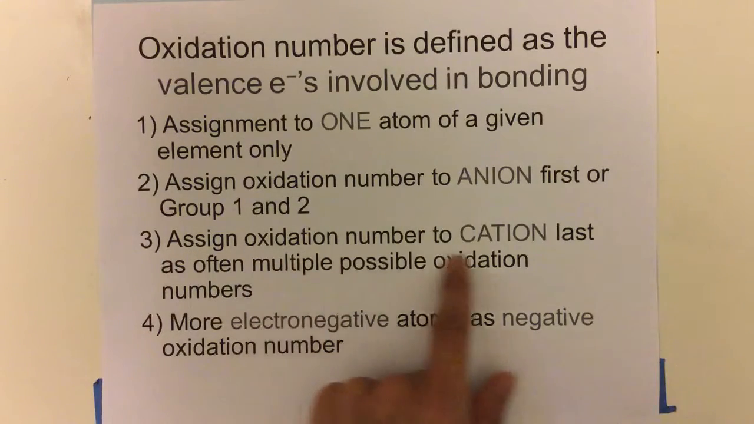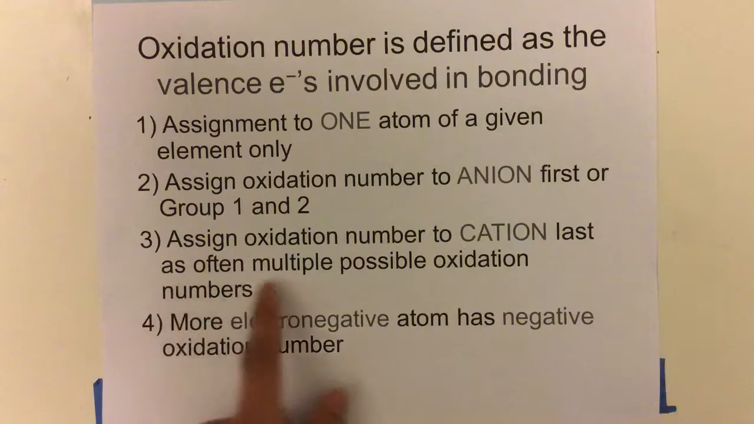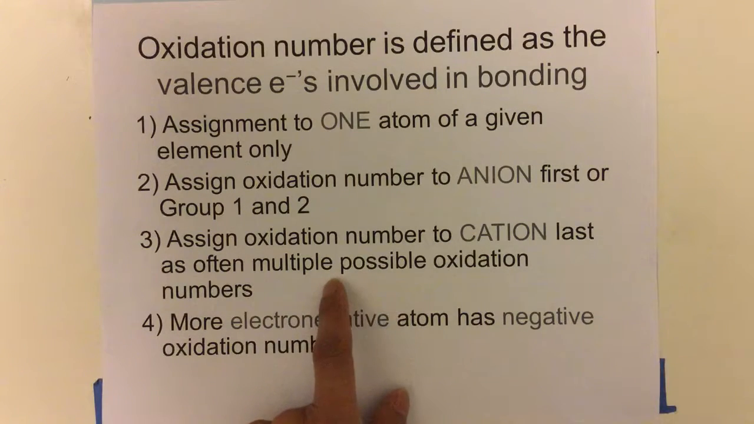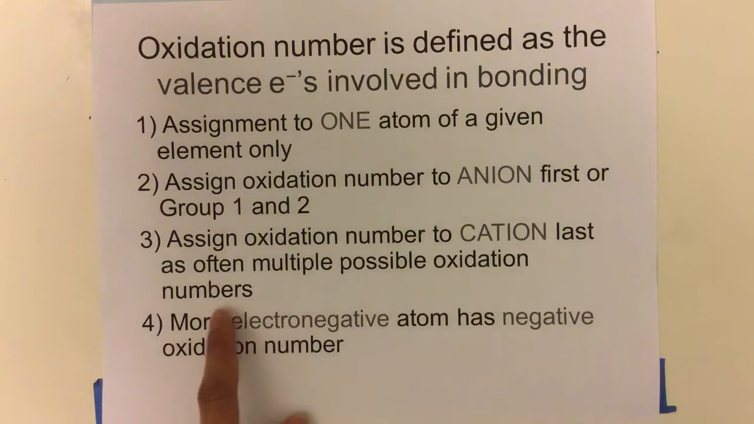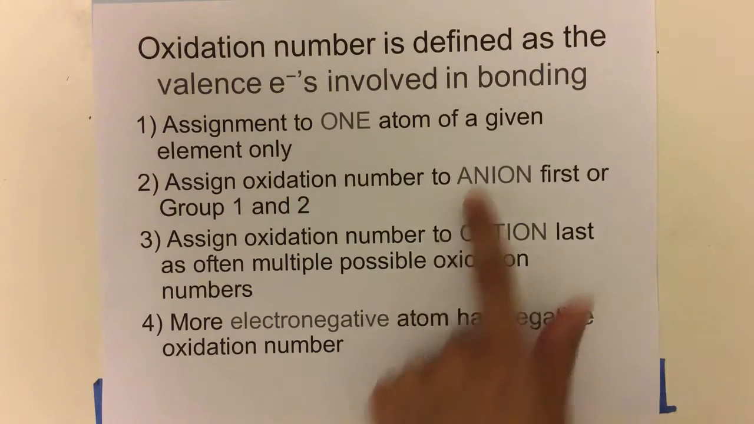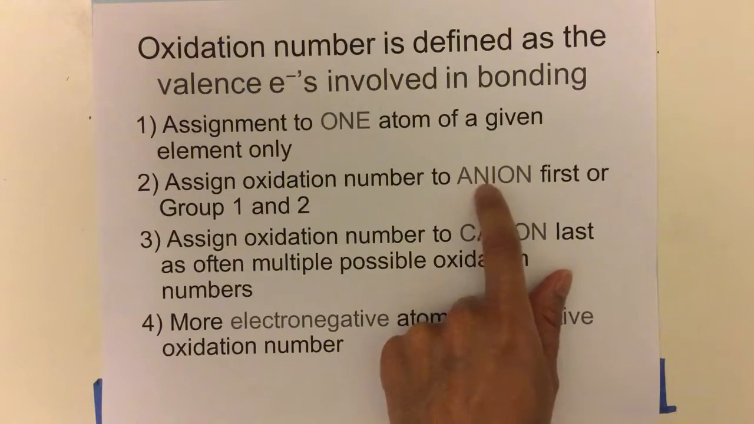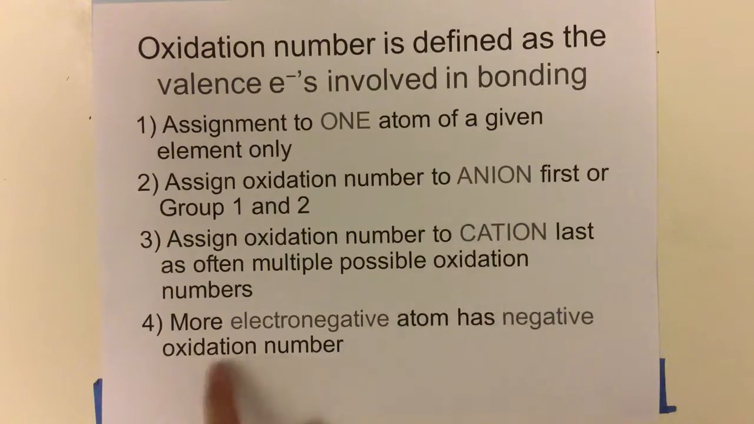Now, when we assign oxidation numbers, I then do the cation afterwards. And the reason why I do cations last is because cations oftentimes take on multiple oxidation numbers, especially your metal cations. The more electronegative atom has a negative oxidation number. That's usually a guideline that I keep with at all times. The more electronegative, the more negative. And that's why your anions, usually being the more electronegative, because they have higher Zeff and less shielding, tend to have the negative oxidation numbers.